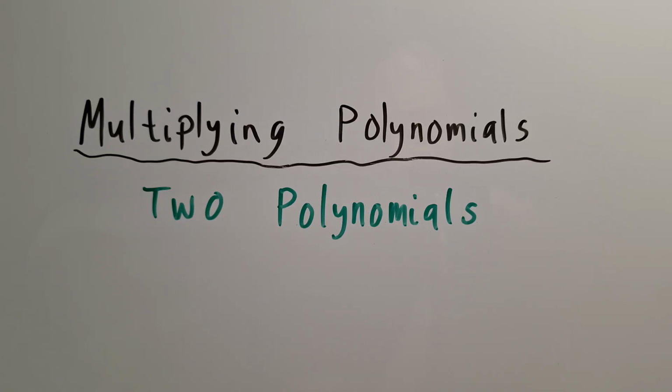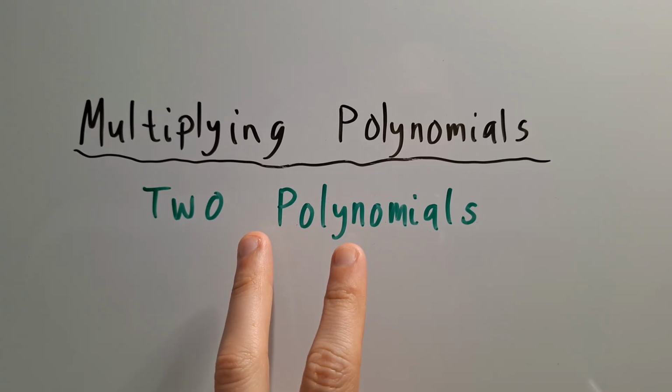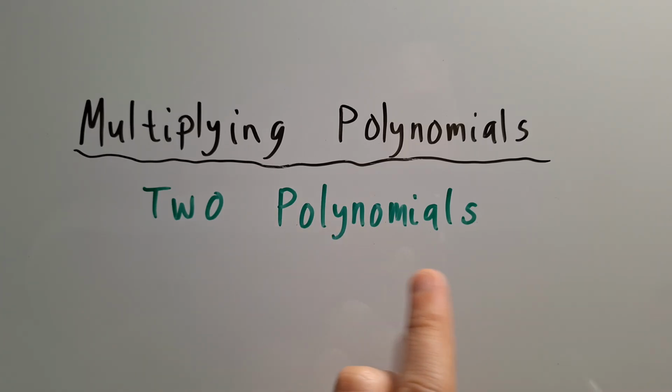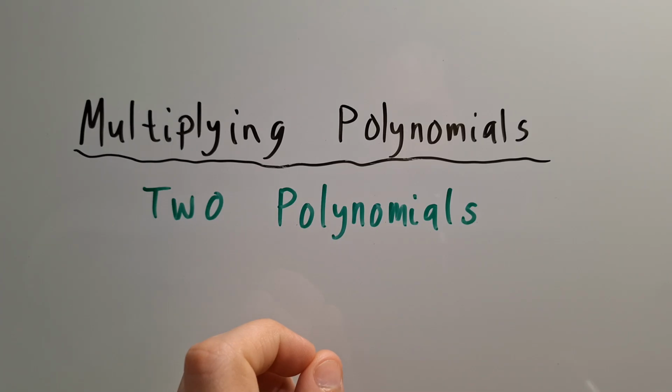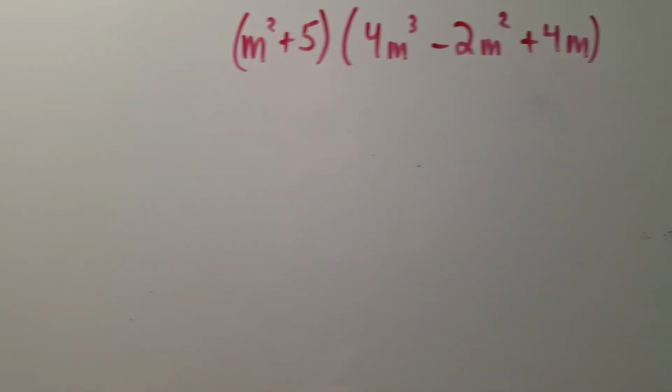Hello everyone, in this video we're going to do more examples of multiplying two polynomials together with more than two terms. What I'm going to do for this video specifically is show you two different examples, and we'll use two different approaches for those examples. So let's take a look at this one first.